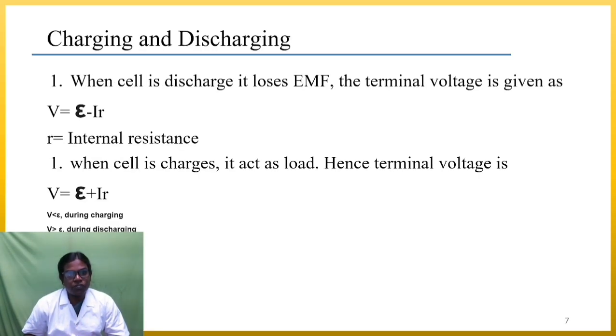Then charging and discharging. During discharging, the cell loses EMF, that means it provides the EMF to the load. The terminal voltage is given as V equals epsilon minus IR, where epsilon is the EMF, R is the internal resistance and I is the current. During charging, it acts as a load, hence the terminal voltage V equals E plus IR.